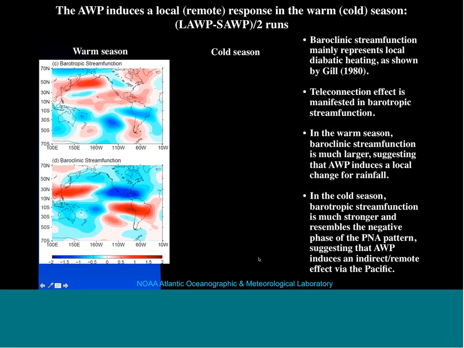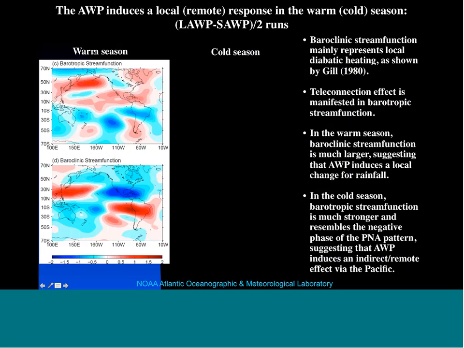Okay, so we try to show that the response to the warm pool is very different in the warm season and the cold season. During the warm season, the response is local. However, during the cold season, the response to the warm pool is remote. So here what we plot is the baroclinic and barotropic stream function. Basically the baroclinic stream function represents local diabatic heating, as shown early by Gill in 1988, and the atmospheric teleconnection can be seen best from the barotropic stream function.